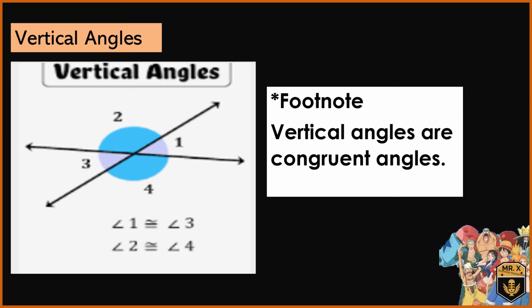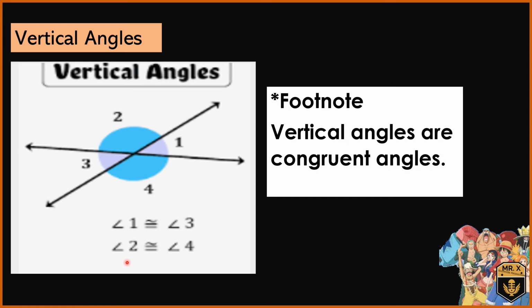Okay, mao ni vertical angles class. We have duha ka line nga nag-across or nag-intersect. Naay common vertex kani. Now 2 and 4, di ba? Si 2 ug 4 opposites. 2 and 4 are vertical angles.